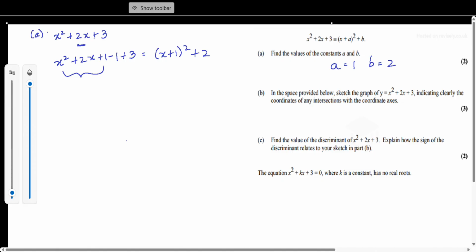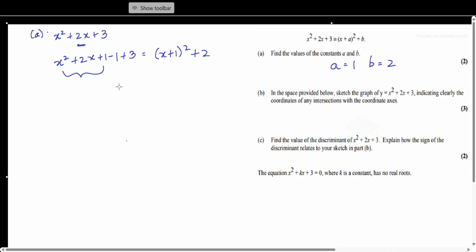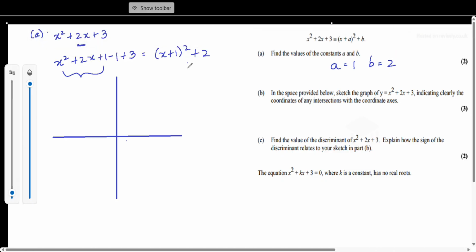B asks us to sketch the graph of x squared plus 2x plus 3. As we can see, it is a quadratic. Quadratic curves are parabolas which are U-shaped or inverted U-shapes depending on the sign of the x squared coefficient. Here it is positive, so it ought to be U-shaped. Keep that in mind. Let us mark the skeleton of our diagram: positive and negative x-axis, positive and negative y-axis, origin.